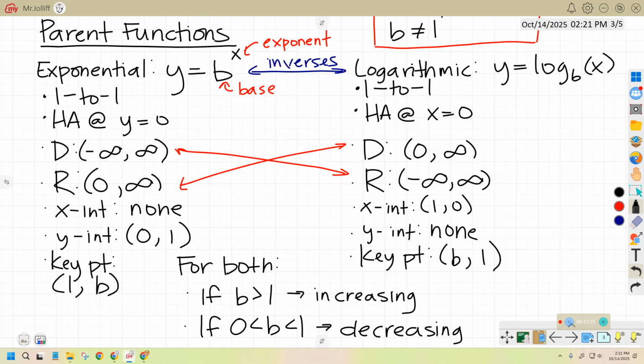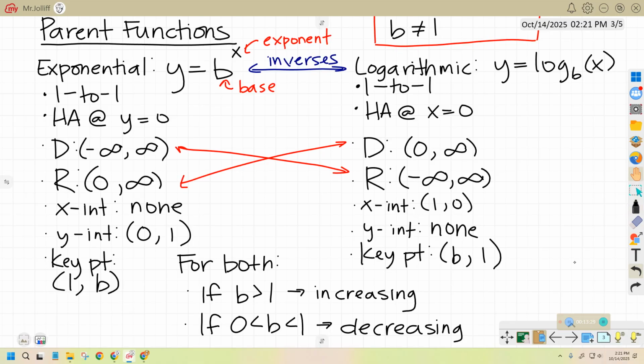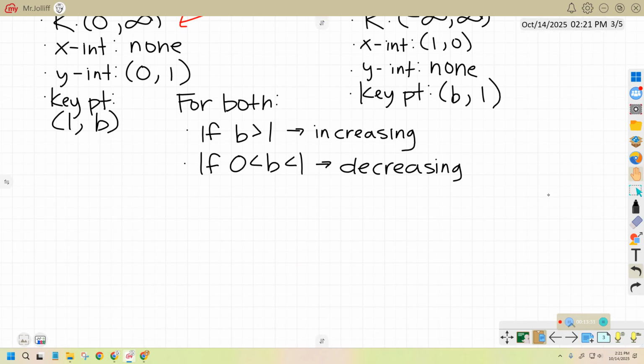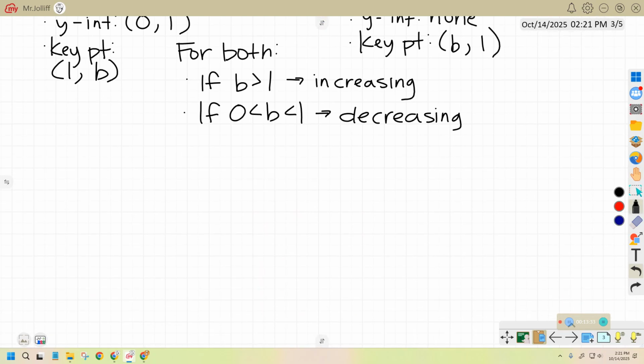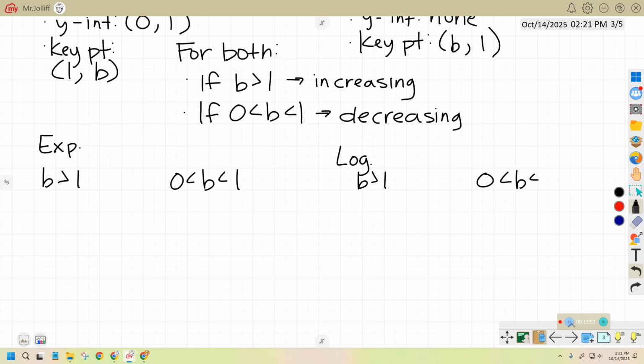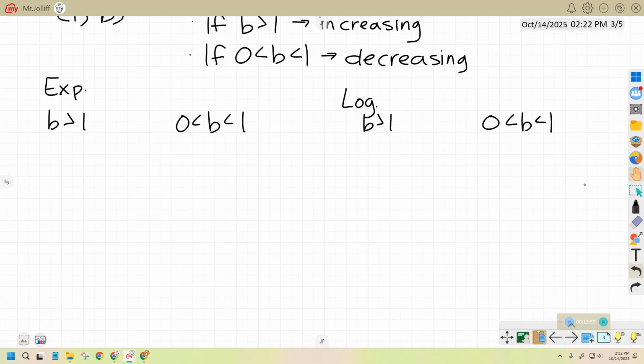Good. Let's look at what those 4 graphs look like, increasing and decreasing. So for exponential, we can have b bigger than 1 or between 0 and 1. And then we get the same thing for logs. We can have b bigger than 1 or b between 0 and 1.